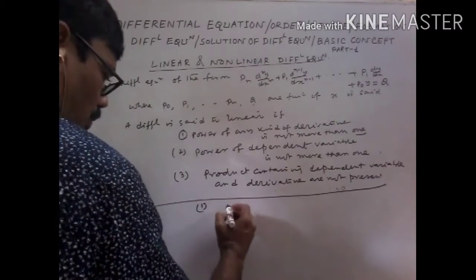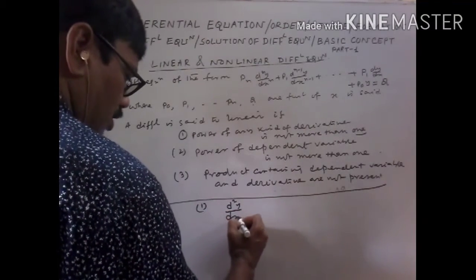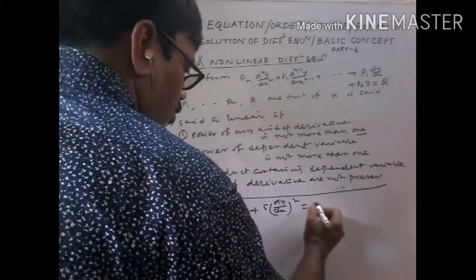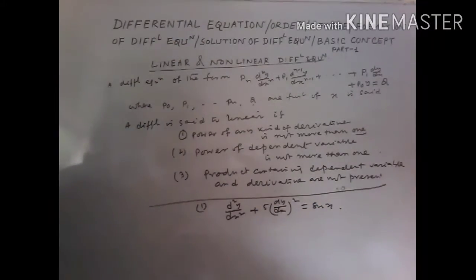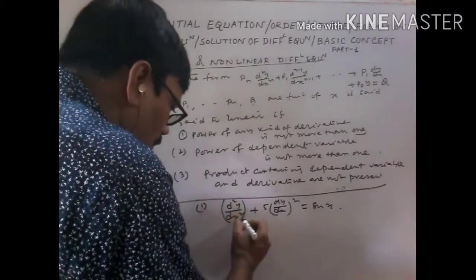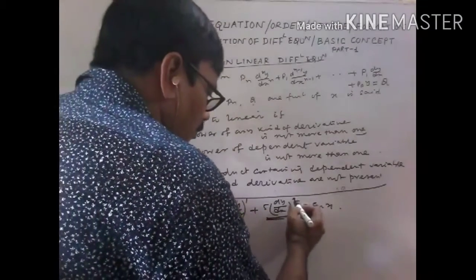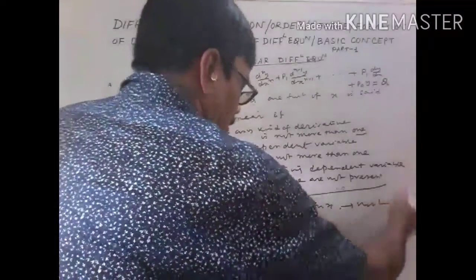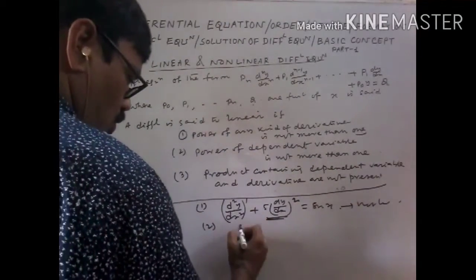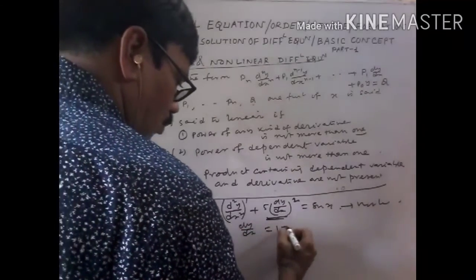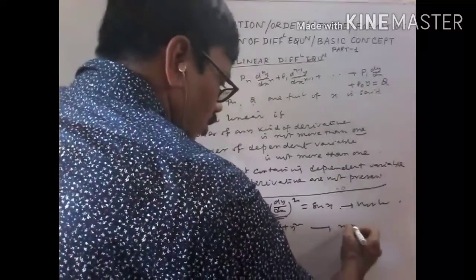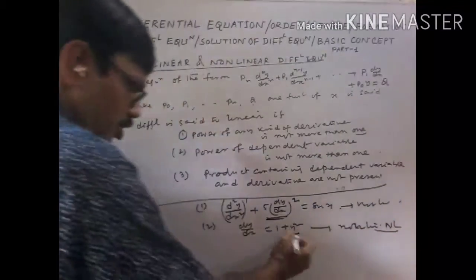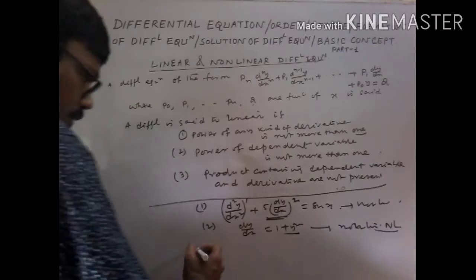For example, suppose d2y/dx2 plus 5 (dy/dx) whole to the power 2 equals sin x. This is non-linear. We do not take the power of only the highest derivative, but any kind of derivative. The power is 2, so this is non-linear. Number 2, dy/dx equals 1 plus y square. It is non-linear, the power is 2.